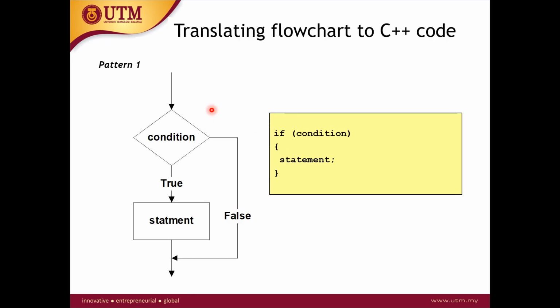So let's summarize how to translate a flowchart into C++ code. We come to this condition. We say if this condition is true, what happens? If this condition is true, execute this statement and then go to the end, or do nothing, or go to the other portion of the program. If it is false, do nothing. That's why we haven't written the false part of the flowchart. So if the condition is true, execute this statement, else do nothing. That's why we haven't written the else part.